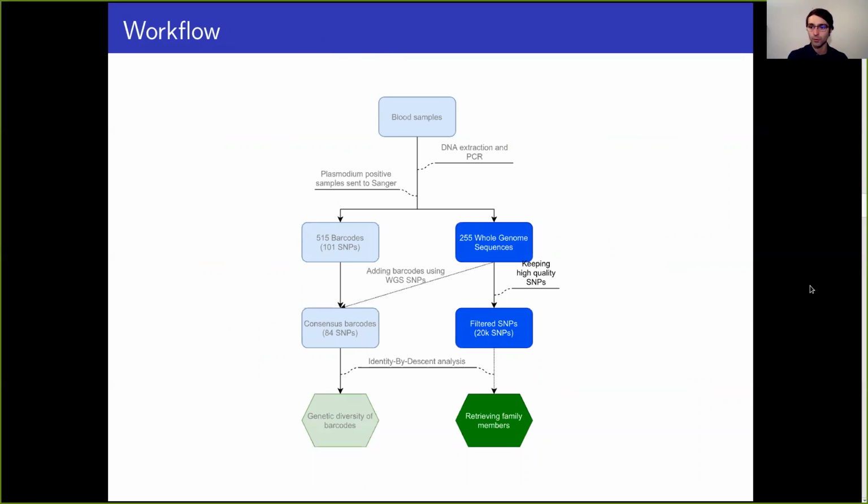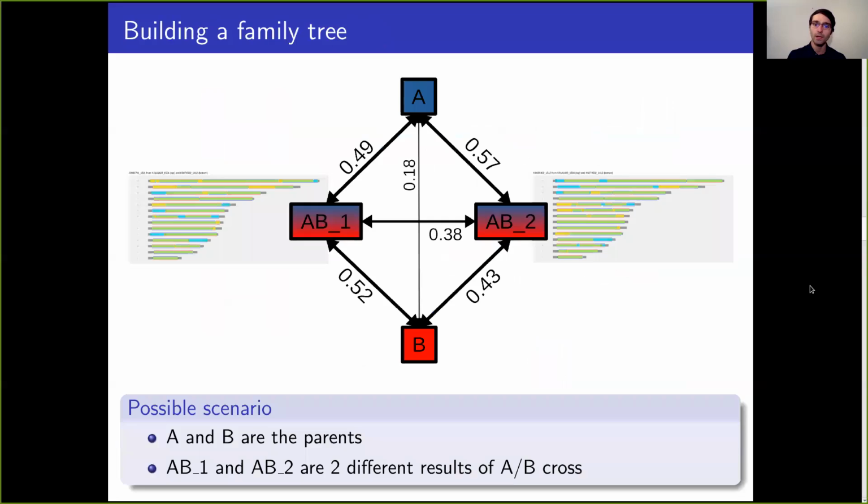We decided to do so using the whole genome sequences, since this data contained 20,000 good quality SNPs. Using this very precise data, we could retrieve family members using the identity by descent. Here is an example of a family tree that we were able to build using IBD values obtained from the combination of 4 different strains.